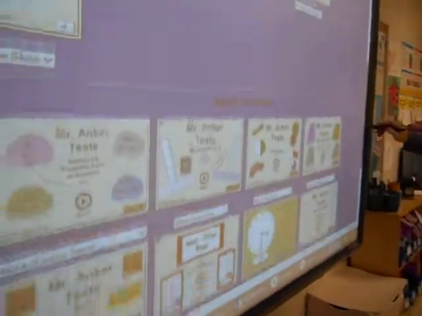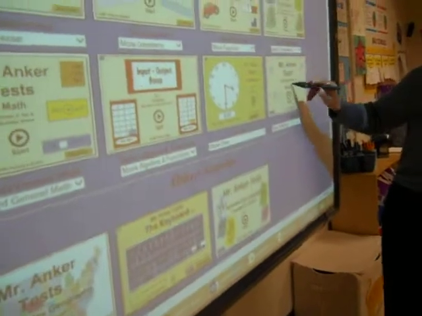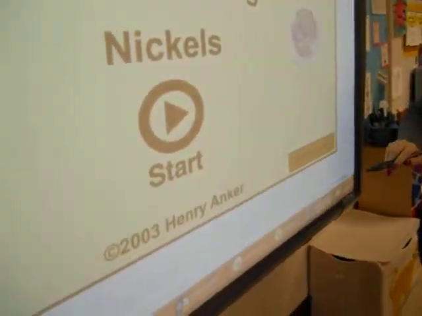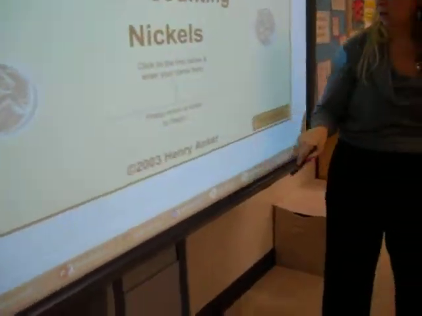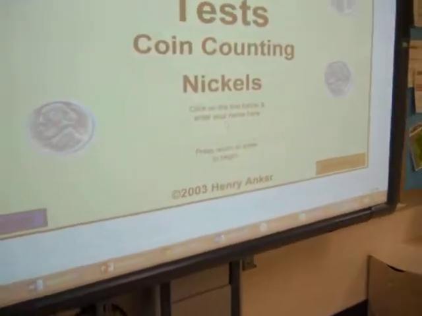I think further down is math. So if you just wanted to do, I don't know, counting, this one is nickels. And then the kids have to put their name in, and then they can play. You do actually have to put your name in, sorry.